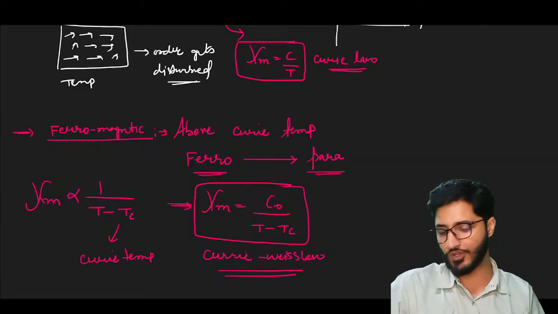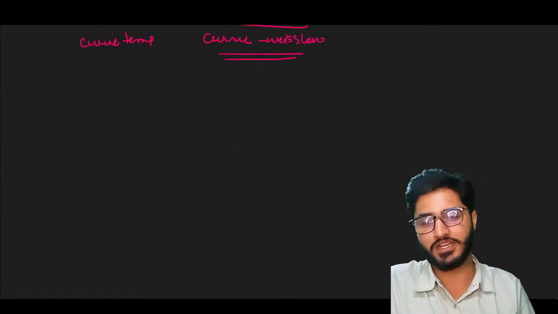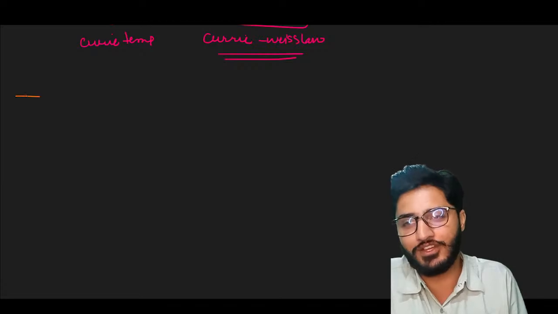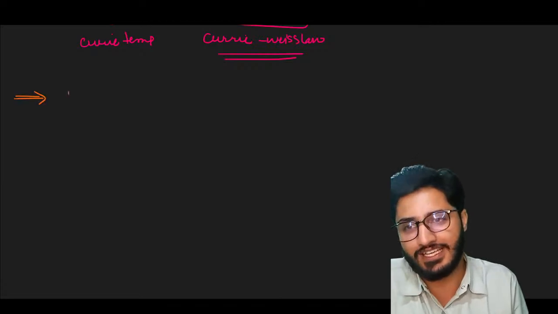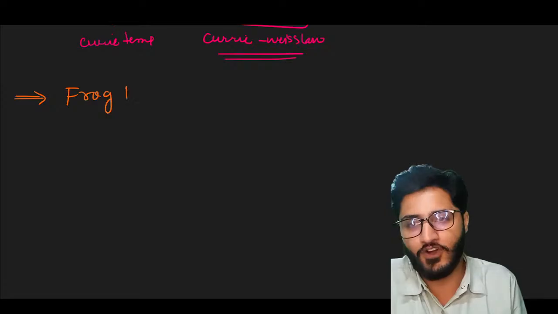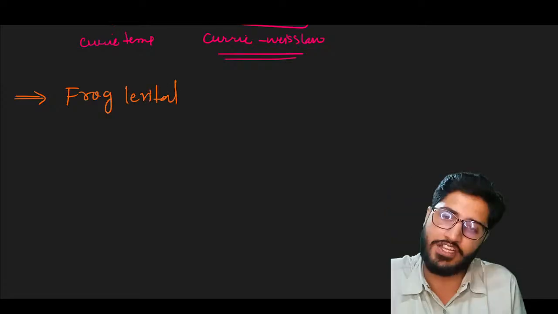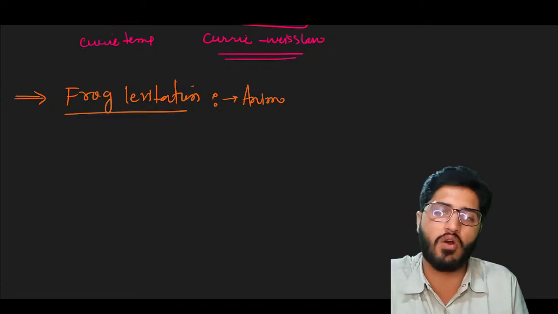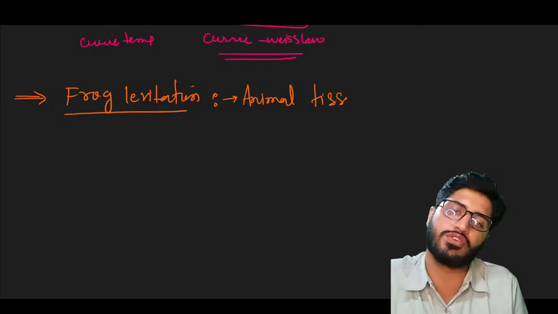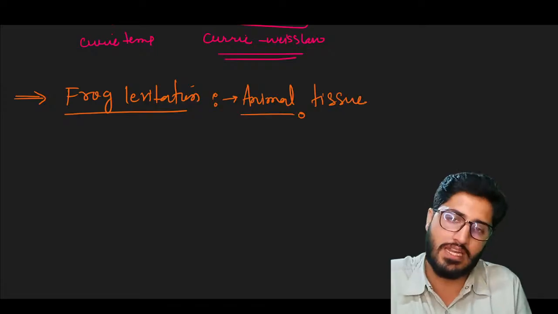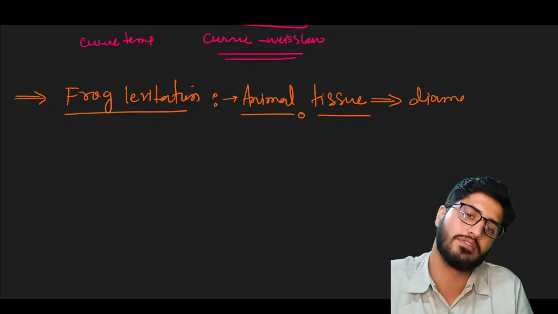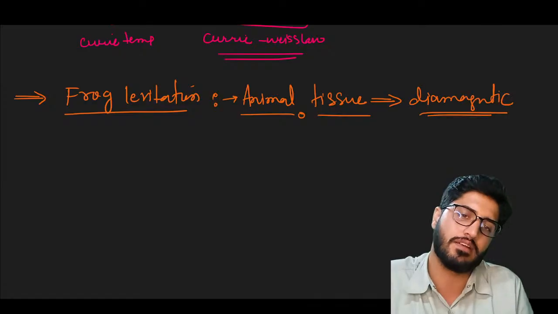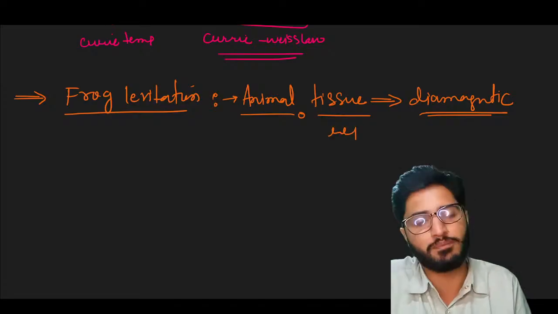Now the last topic of our chapter is frog levitation, and you will find this topic in your NCERT. First thing you need to know is that animal tissues possess the property of diamagnetic materials. Diamagnetic simply indicates they will repel a magnetic field.